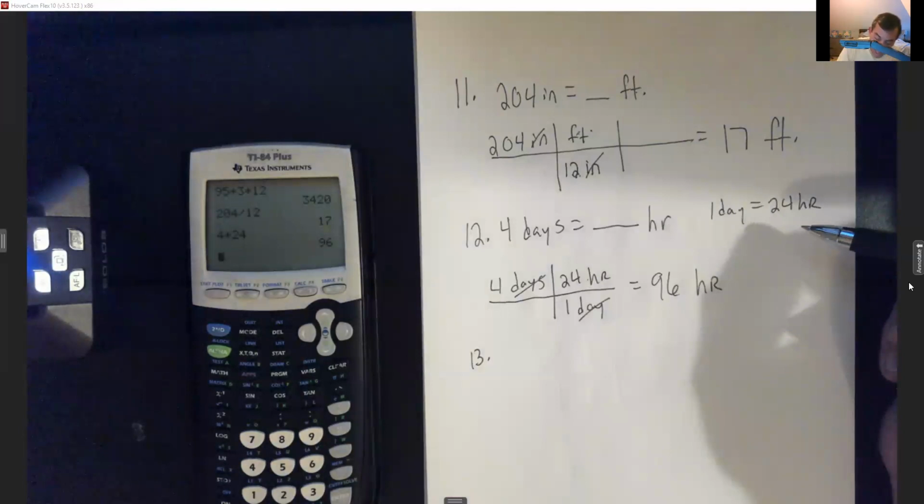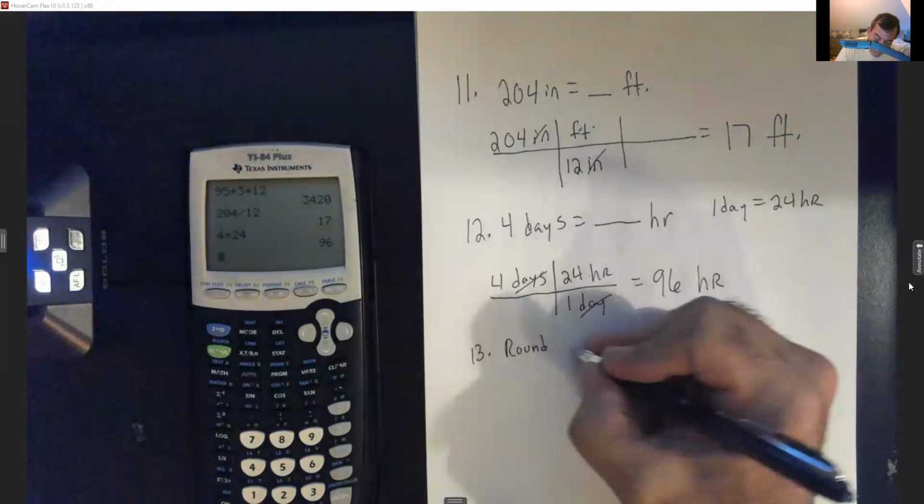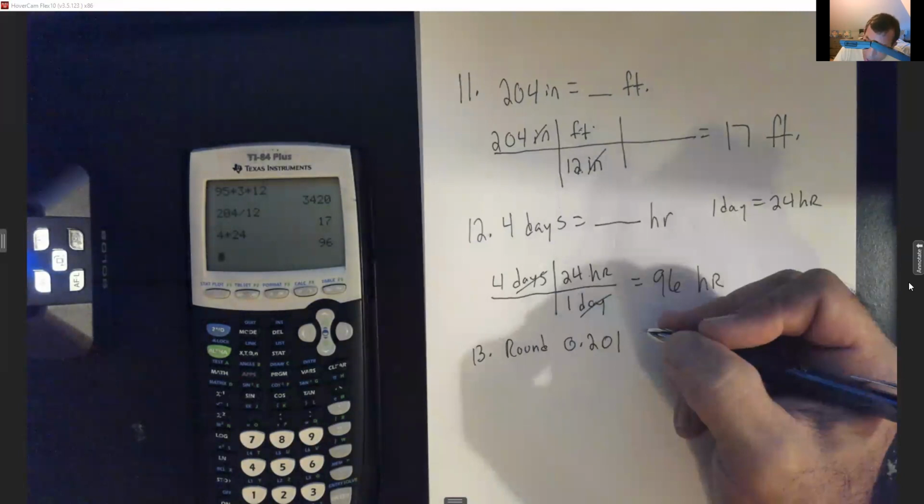All right, this one wants me to round 0.201 to the nearest hundredth.